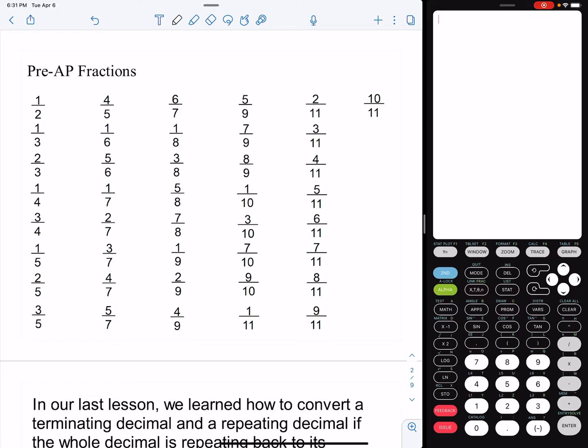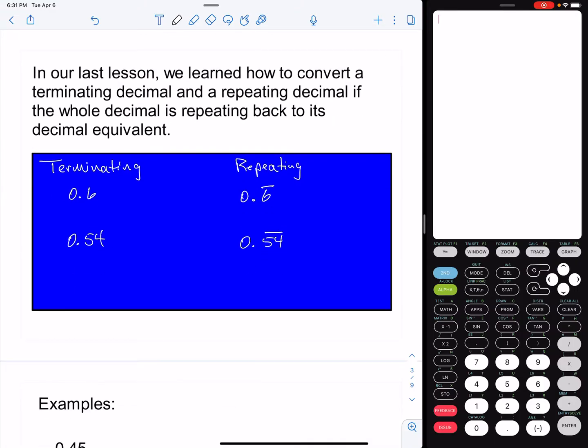Okay, so let's keep that in mind. So please continue to study the fraction to decimal equivalents. So let's review our lesson from the other day.